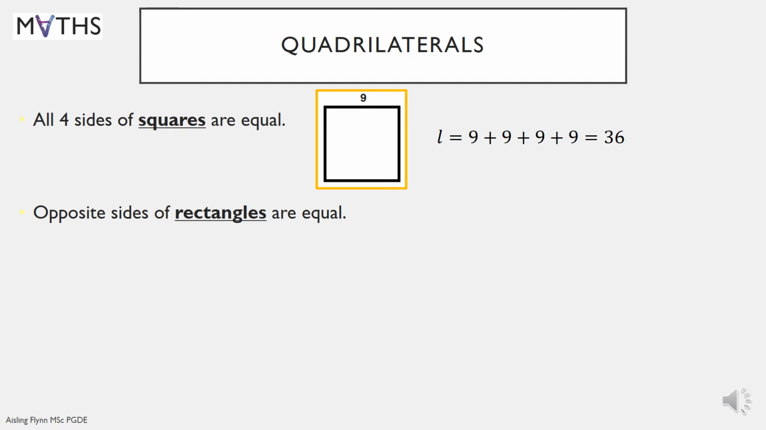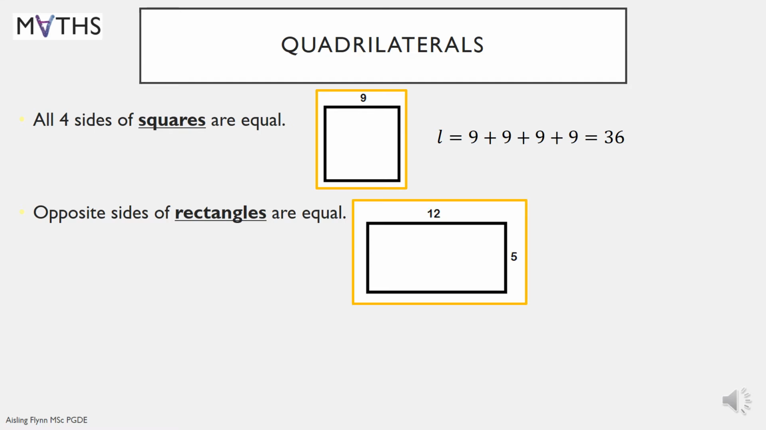Opposite sides of rectangles are equal. So in this case, the right is 5, so left will also be 5. Top is 12, so bottom will also be 12. To find the perimeter, you will add 2 12s and 2 5s, and you will get 34.